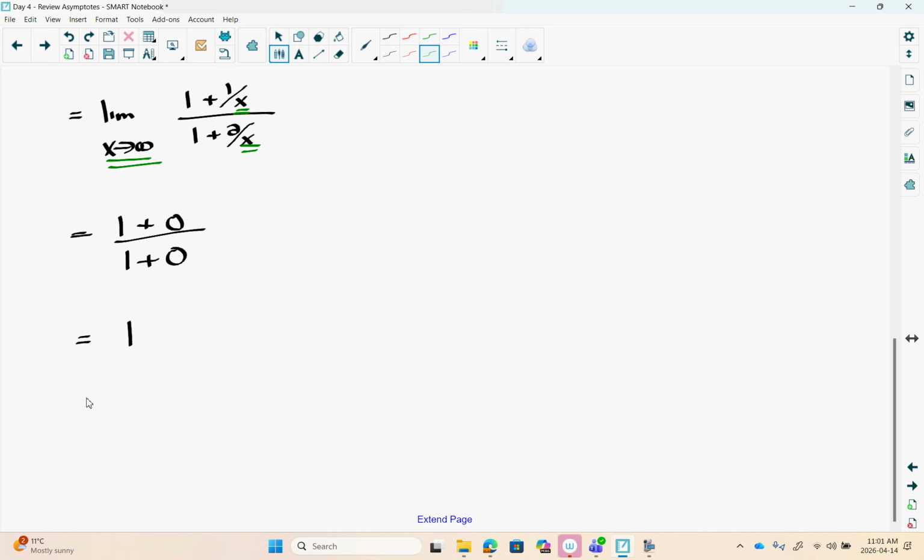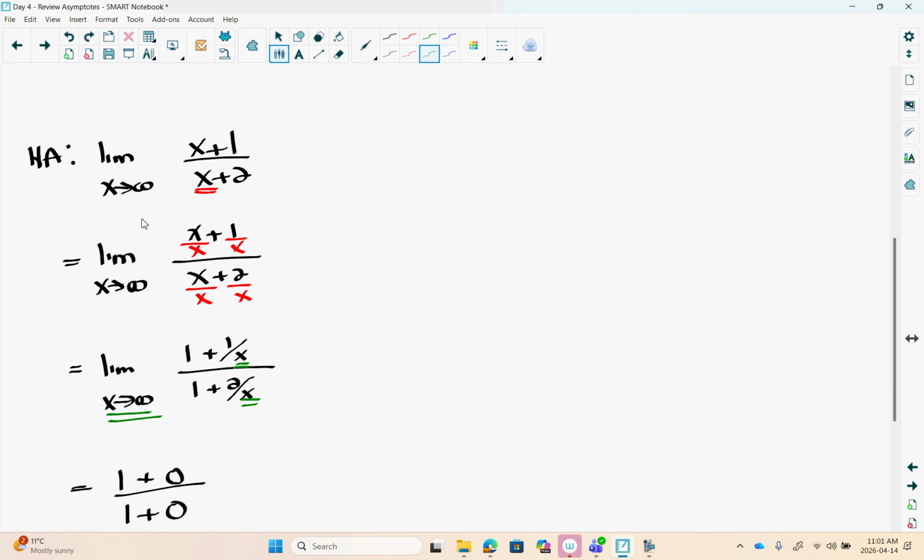So that means my horizontal asymptote is at y equals 1. Remember, the horizontal asymptotes have the equation y equals, where the vertical asymptotes have the equation x equals. Fair? And if I had changed this to a negative infinity, it would work out to be the same. I could check the limit as x approaches negative infinity of x plus 1 over x plus 2. Direct substitution would lead to a negative infinity over a negative infinity.